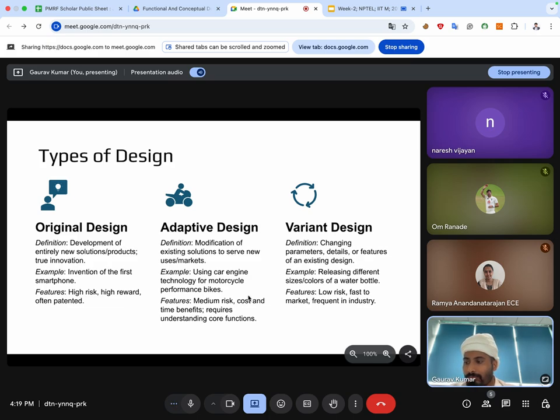Next one is variant design. This is the most common in the industry.